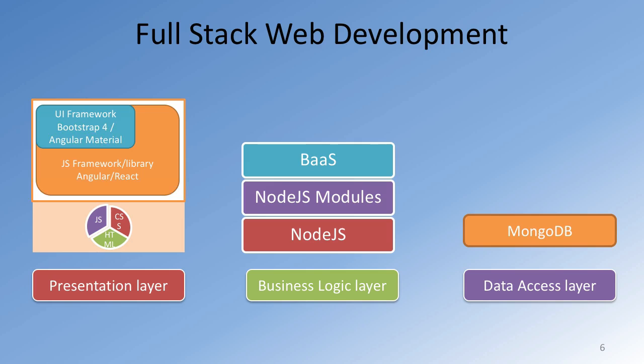So as you go through this specialization, you will see that on the presentation layer side, we will cover Bootstrap 4 and Angular or React for implementing front-end applications. Then at the business logic layer, we will be using Node.js and Node.js modules, and Express for implementing the business logic layer. We'll also consider backend as a service, and then the data support implemented using MongoDB.